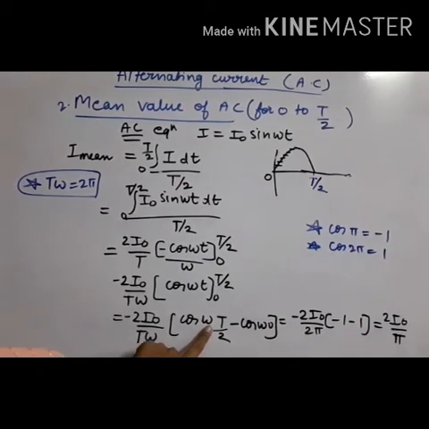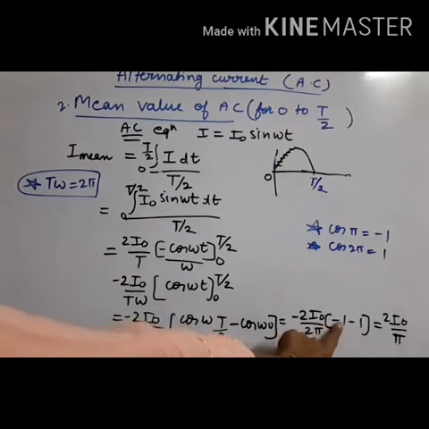Now cos omega T, here omega T is 2 pi. 2 pi by 2 is pi. Okay, so here we will get cos pi. Cos pi is minus 1. And here cos 0 will come. Cos 0 is 1. Okay, so the minus sign is already there.